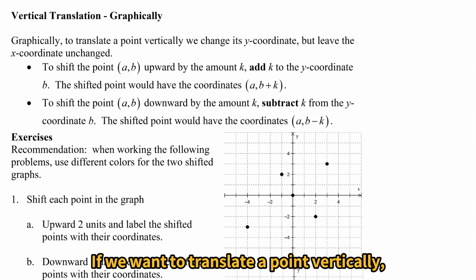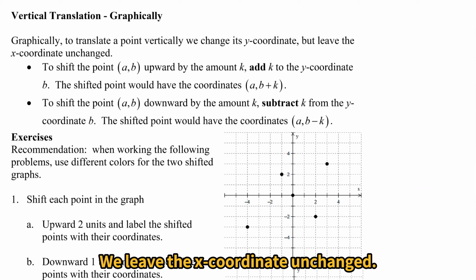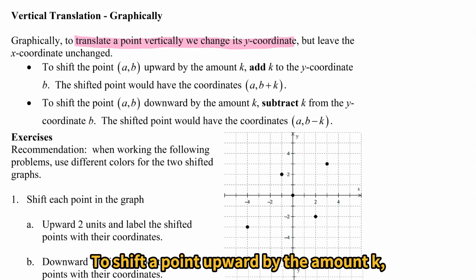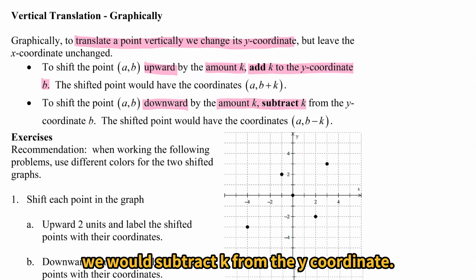If we want to translate a point vertically, we change its y-coordinate because y is the up or down direction. We leave the x-coordinate unchanged. To shift a point upward by the amount k, we're going to add k to the y-coordinate. If we're shifting it downward, we would subtract k from the y-coordinate.